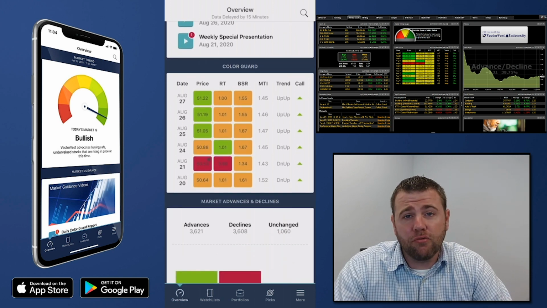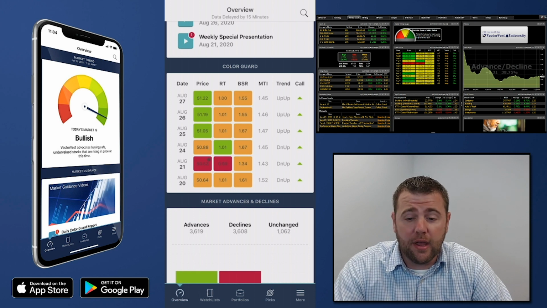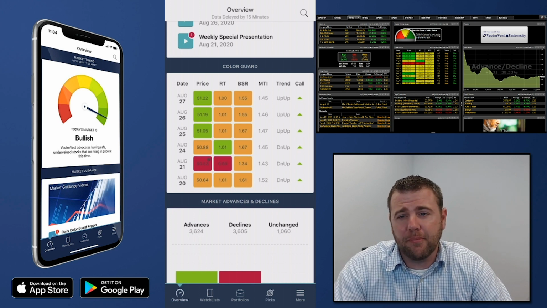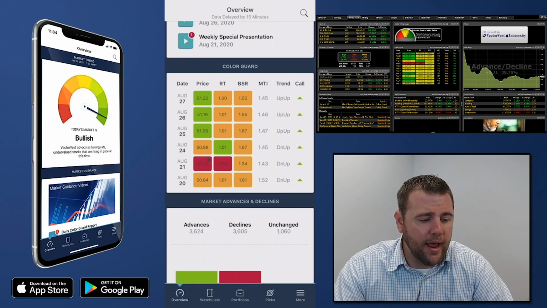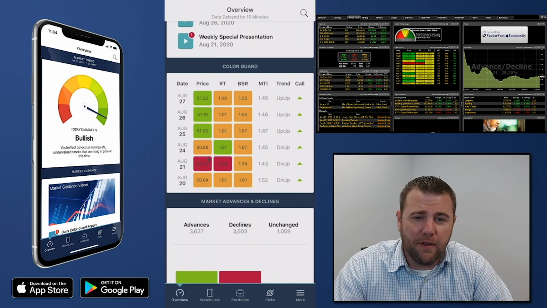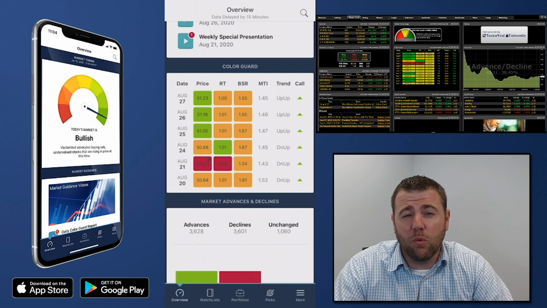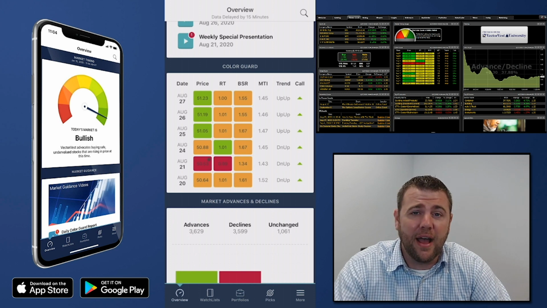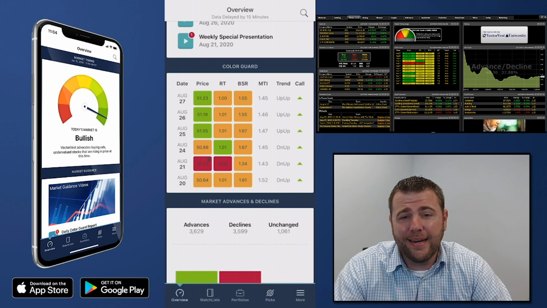So we use three components that we focus on to analyze the overall market. First off is the price, which is an arithmetic indexed average of about 8,200 stocks that we track in the US market. And we feel this gives us a better representation of what's actually occurring in the market, because it's not just looking at the Dow's 30 or the Nasdaq's 100 or even the S&P's 500, but it's looking at about 8,200 stocks on a nightly basis for you.